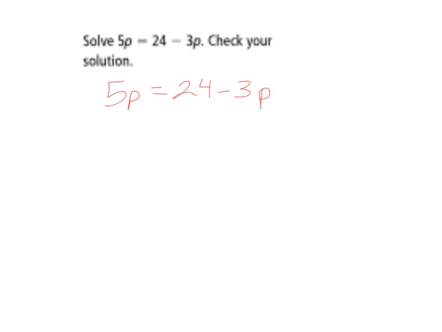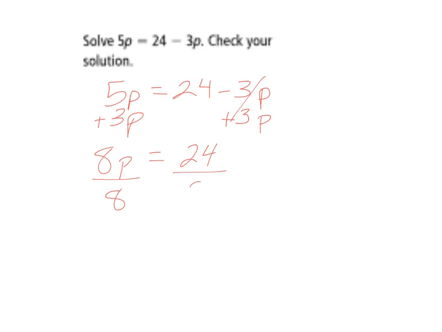Now you have some options here. One of the options is you could minus 5p from both sides, and that would be negative 8p on this side. But then you don't have anything on this side. And so the easiest way to solve this one is to add 3p. So a lot of times when you look at a problem, you might want to say, what's my easiest route? So I'm going to add 3p to both sides. That gives me 24 is equal to 8p.